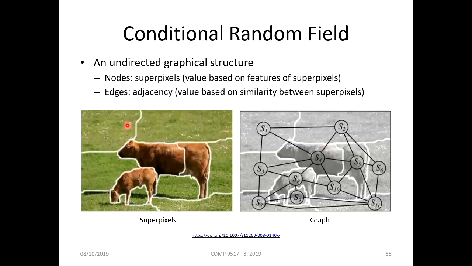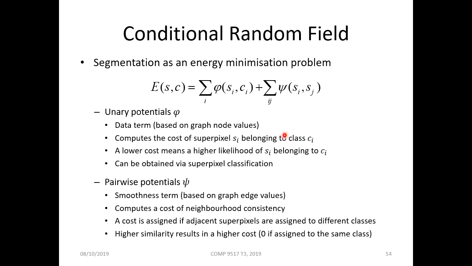So this superpixelated image can then be represented as a graph with nodes and edges. The values of the nodes are based on features of the superpixels, and the values of the edges are based on the similarity between neighboring superpixels. And then what you need to do is define an energy functional like this, for example, which consists of two terms. The first is based on a so-called unary potential, the second on a pairwise potential. The first one is really the data term.